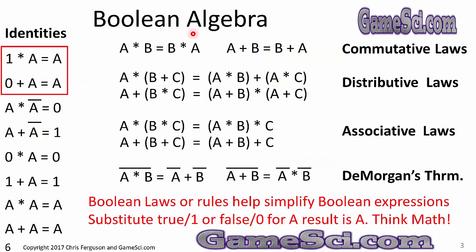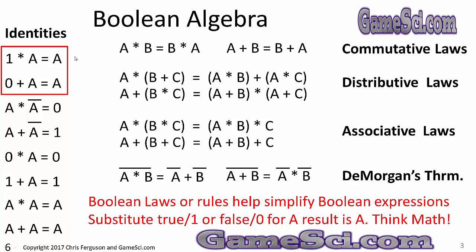What would any algebra be without a set of identities, rules, and laws to help simplify expressions? Boolean algebra is no different. We need to learn a bunch of identities, rules, and laws to help simplify Boolean expressions. Boolean laws or rules help simplify Boolean expressions. We're going to learn a set of identities and rules or laws to help us simplify expressions.